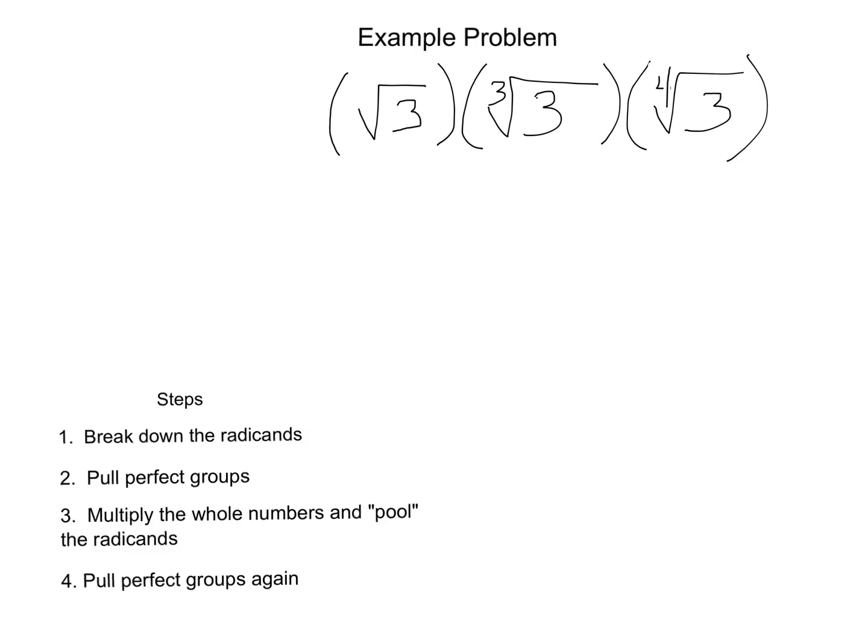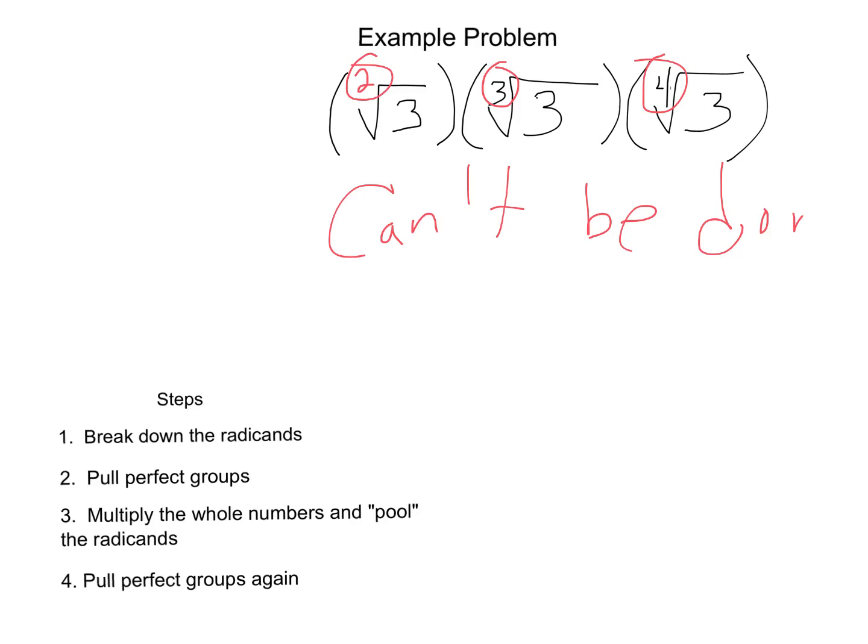Let's see. Why is this a trick question? Well, the key is the indexes 2, 3, and 4. Again, we cannot, in this state, multiply radicals that have different indexes. We'll have to use something called fractional exponents, which we haven't gotten to yet. So currently, this one can't be done because of the different indexes.